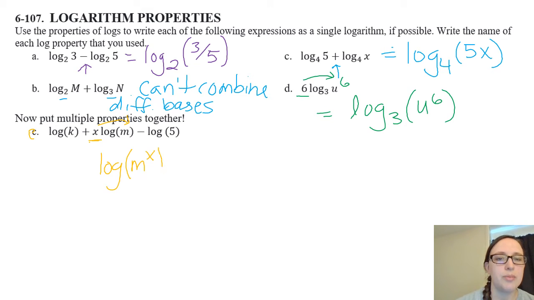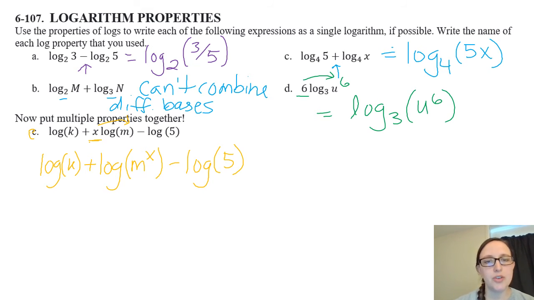So we're always going to use that power property first if we see it. So the left and the right logs just stay the same. So this is still log of k plus and then minus log of 5 at the end. And so I want to make sure all my bases are the same. So it's log, log, and log. All have a base of 10 since there is no number.